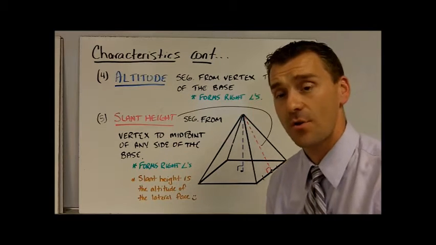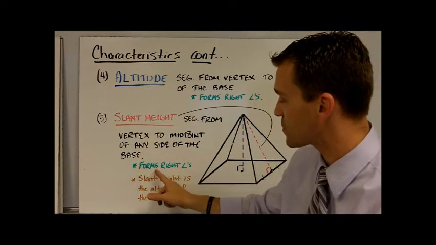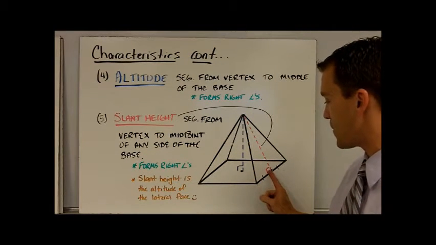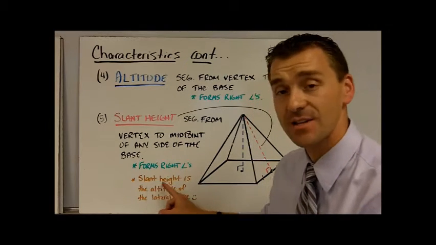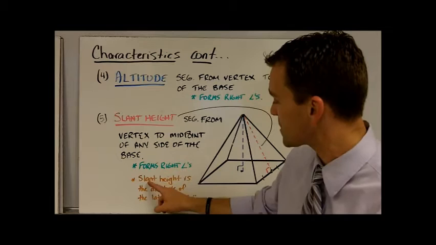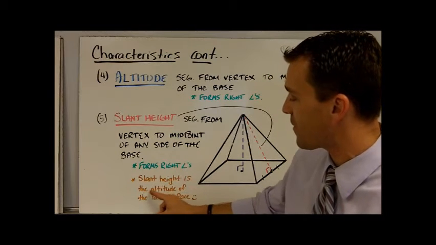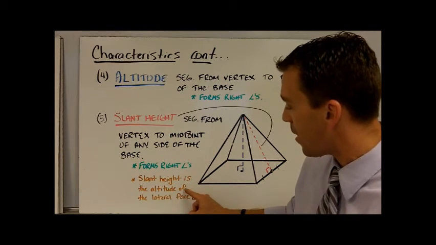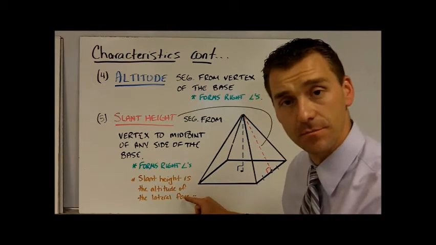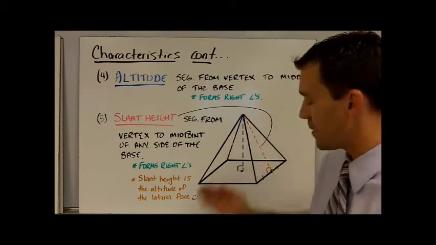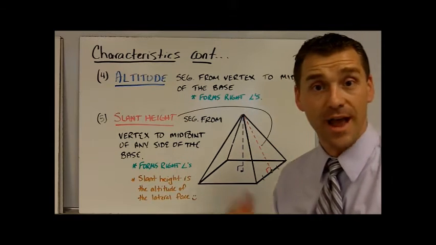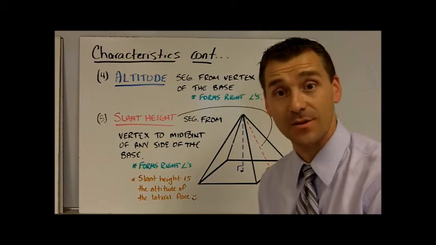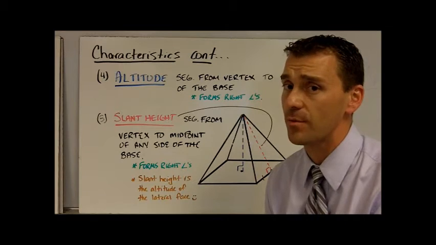Nice. Now notice this though in green. The slant height forms right angles. You see the right angle symbol right there. But really, in brown I wrote here another way to think about it. The slant height is nothing more than the altitude of the lateral face. So if you think of this triangle as a flat two-dimensional surface, that slant height is nothing more than the altitude of the triangle. That's exactly what it is. So remember that. That'll come into play with a couple examples as well.